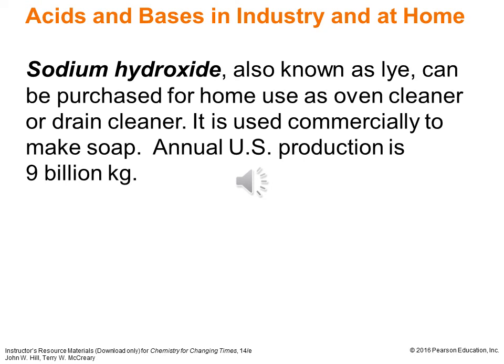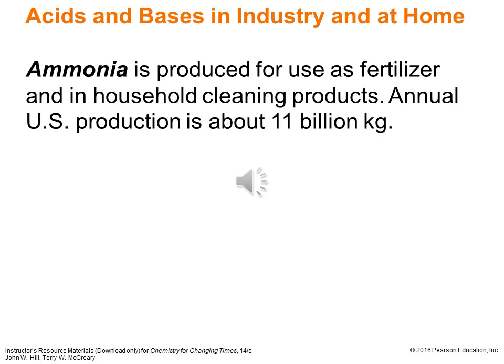And this one's another important chemical. U.S. production of 9 billion kilograms per year, so a little more than twice as much as our hydrochloric acid is our sodium hydroxide. Ammonia, a weak base, is another important industrial chemical. It's used as a fertilizer and in household cleaning products. Annual U.S. production about 11 billion kilograms.